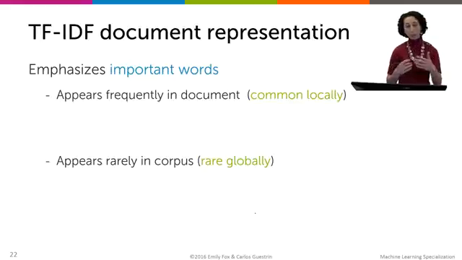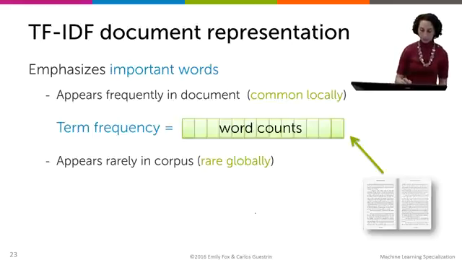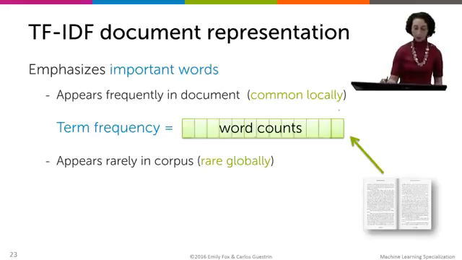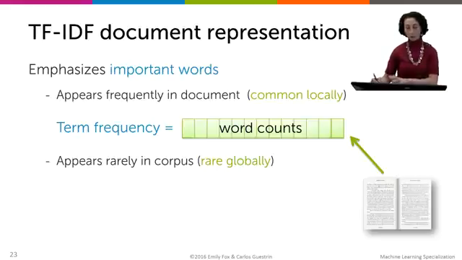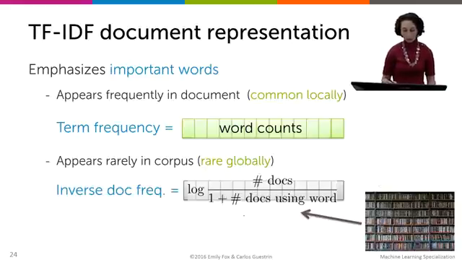If we see both of those things together, that's definitely an important word and something that we should pick up on. To quantify this, the first term, appearing frequently locally, is the term frequency. That's simply our word counts for the article that we're reading, or this query article. We simply go into this document, count up all the words that appear in it, and that's a representation of how often things appear locally. But then we're going to scale that by how often those words appear globally.